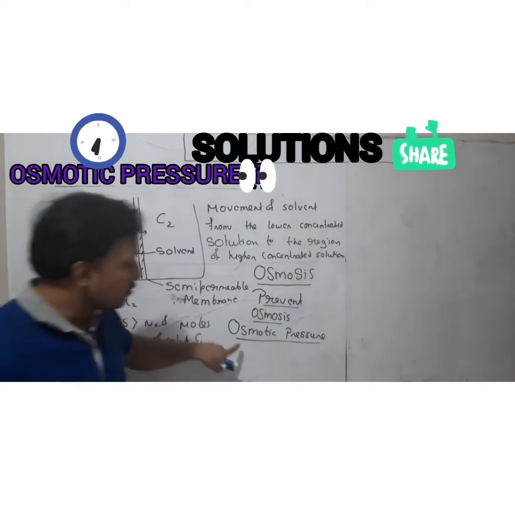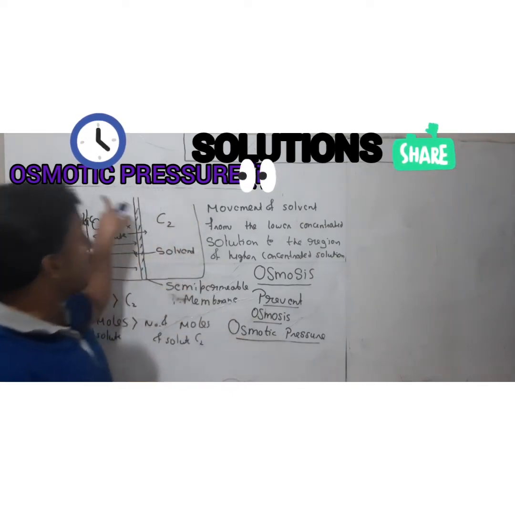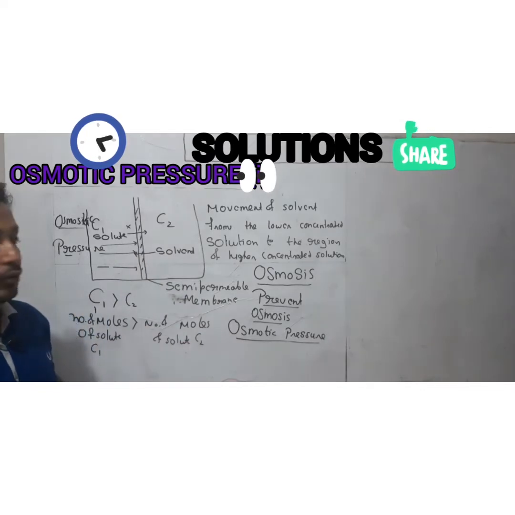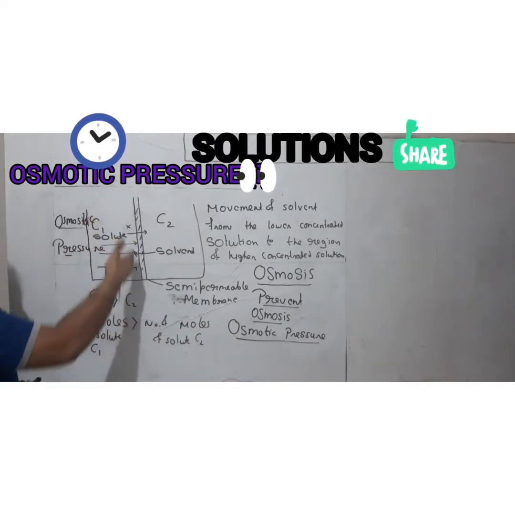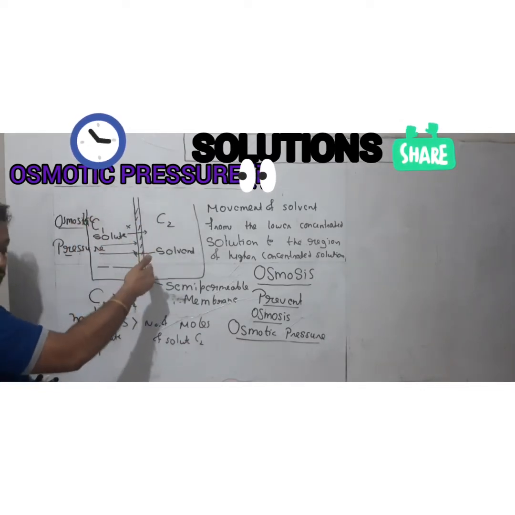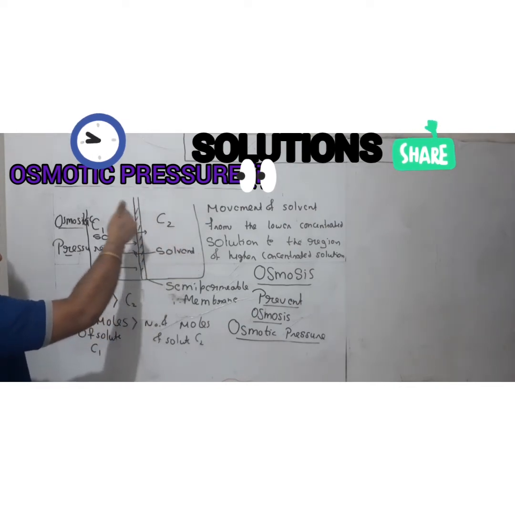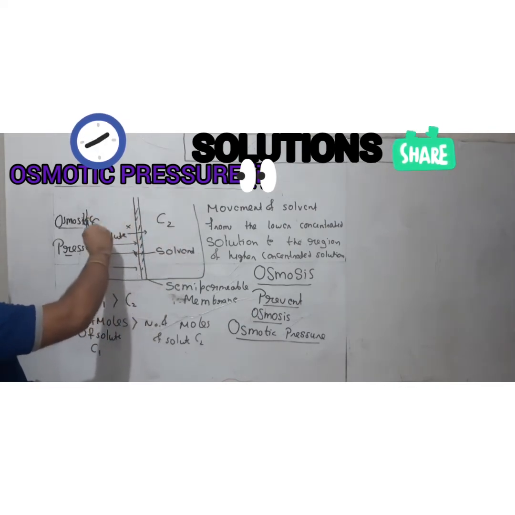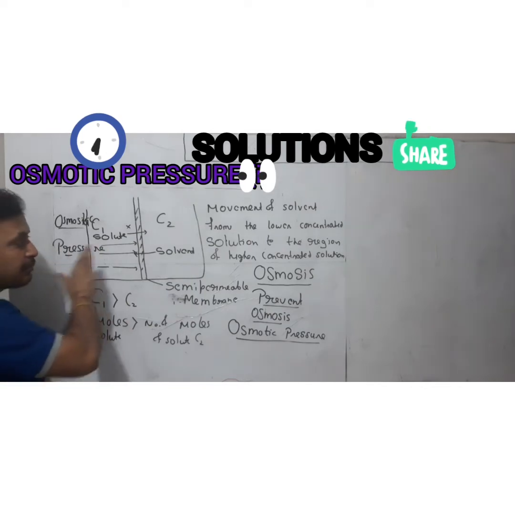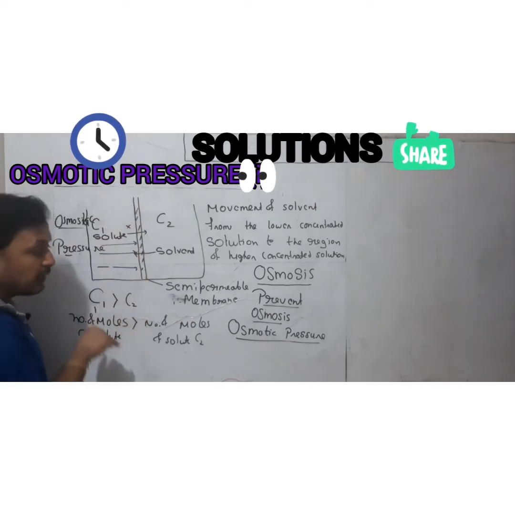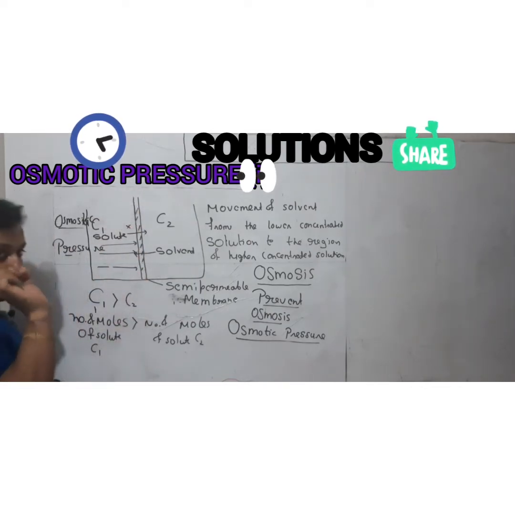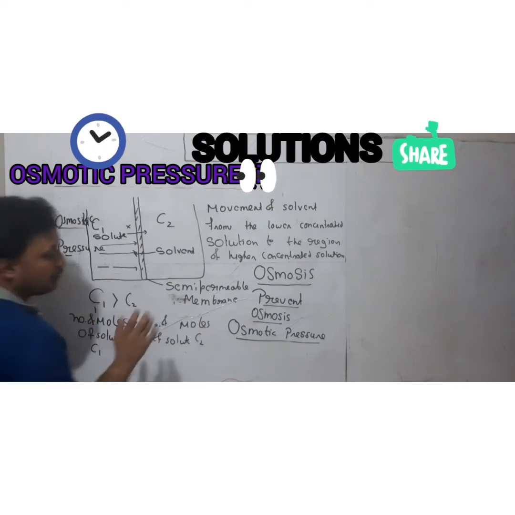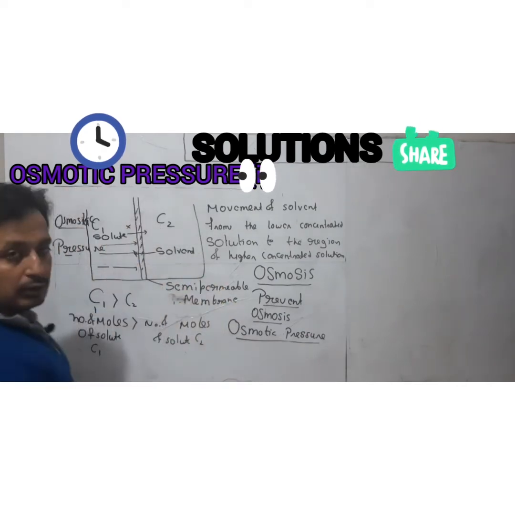So that is known as osmotic pressure. So this we are going to discuss here. Once again, there is a semi-permeable membrane, two concentrated solutions. Solvent is moving from the region of lower concentration to the region of higher concentration. We apply pressure on the wall of the semi-permeable membrane to prevent that, and the minimum pressure which is required to prevent that is known as osmotic pressure.